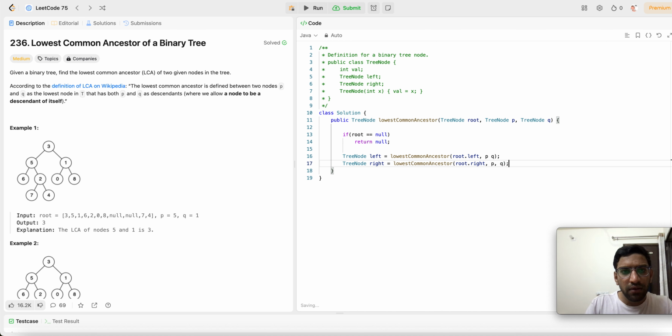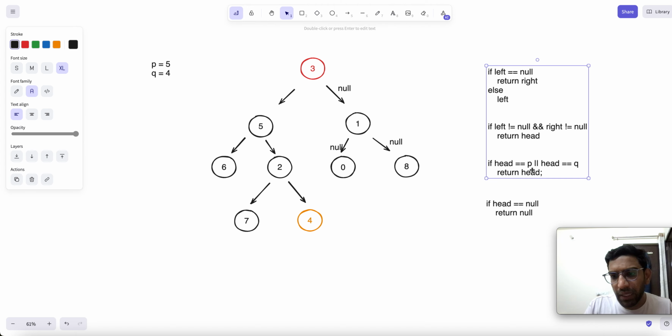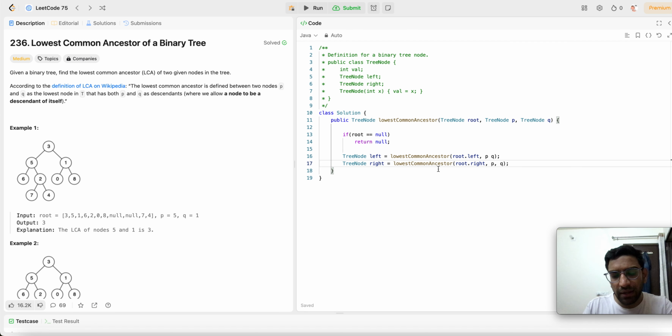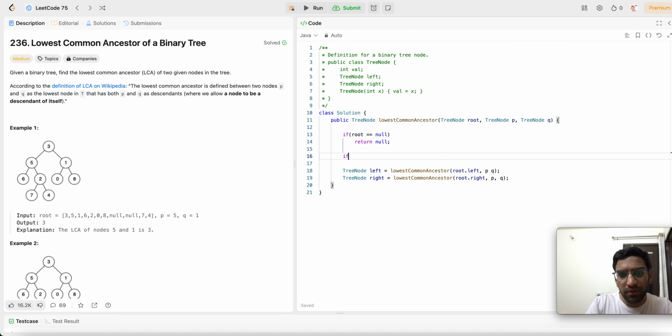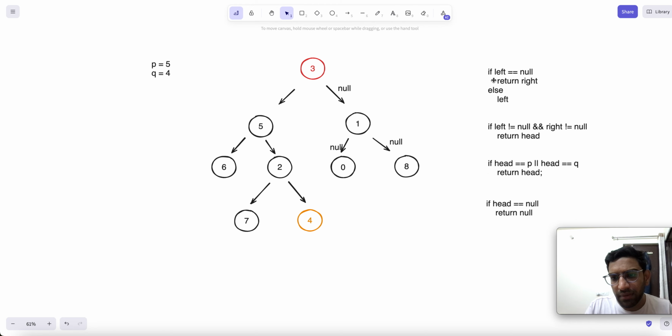Right. What condition do we need to add? If we find the P or Q value from the top itself, we return immediately at that point only. So if our root has the value of P or Q, we return there only. We do not need to do further processing. We found the lowest common ancestor. Return from the top one, return root. Now we have added this condition.